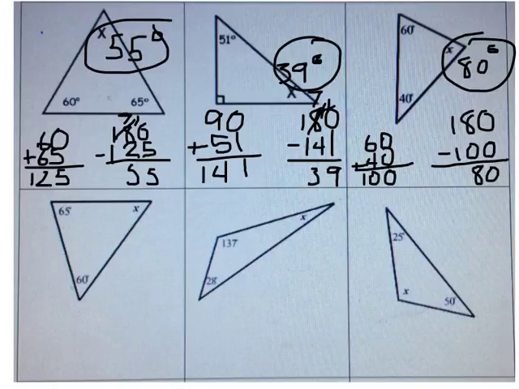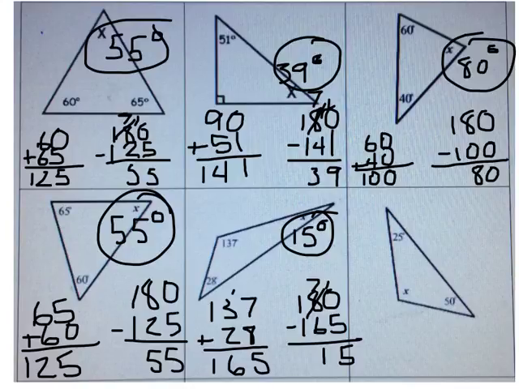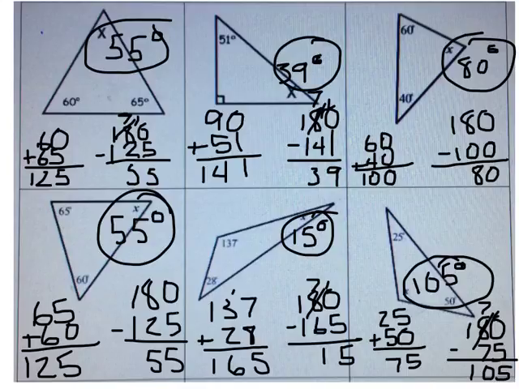We have another triangle where the two angles are 65 and 60 degrees. What's the value of x? The value of x is 55 degrees. Try the next one. What's the value of x if the two angles we know are 137 degrees and 28 degrees? The value of x is 15 degrees. Let's try another. What's the value of x if the two angles we know are 25 degrees and 50 degrees? The value of x is 105 degrees.